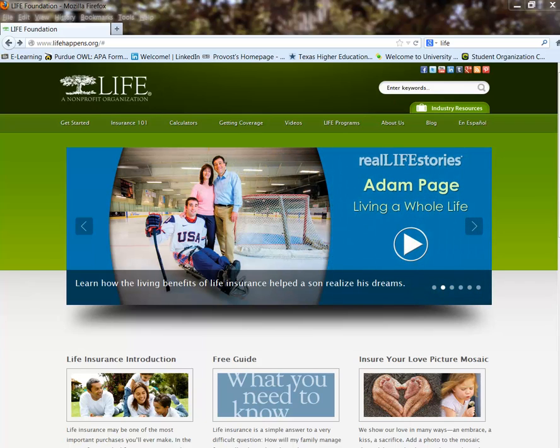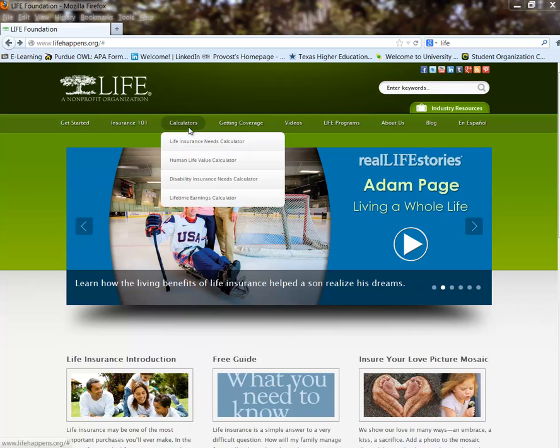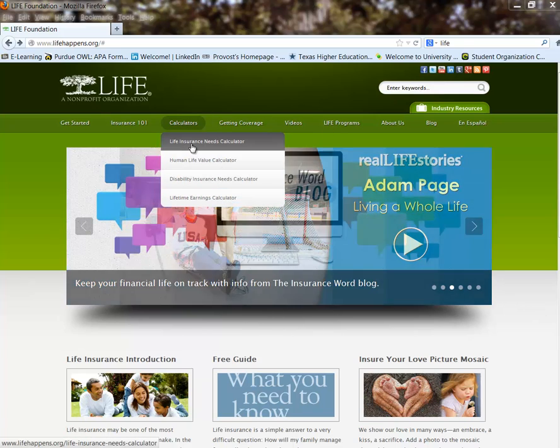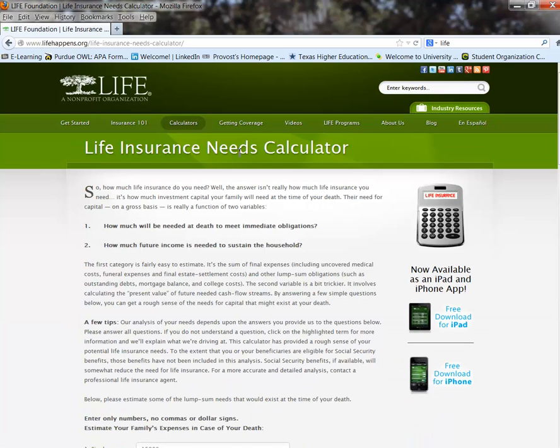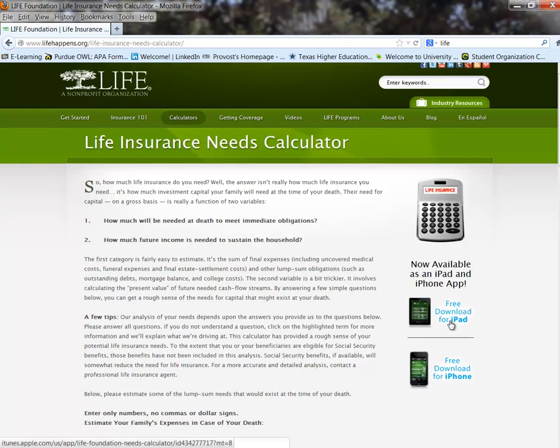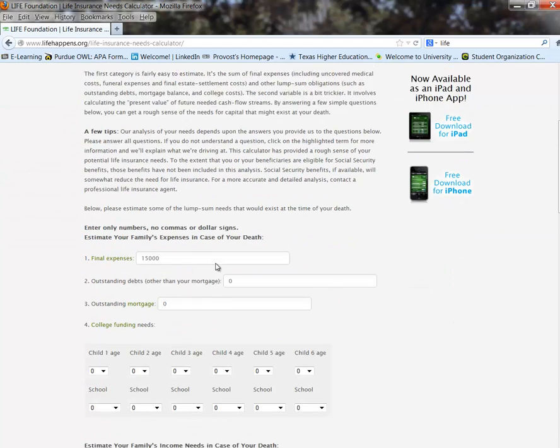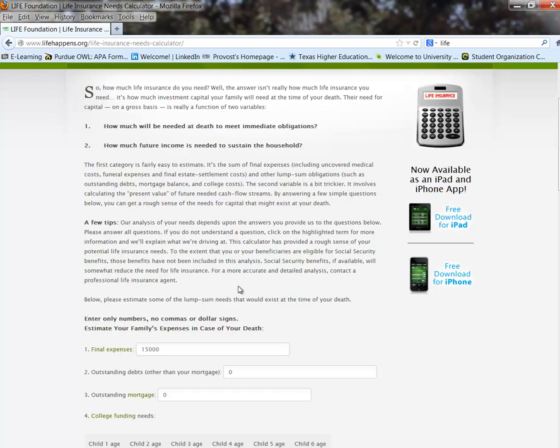One of the best tools on this website is calculating how much life insurance you need. So let's look at a situation. I go to the Life Insurance Needs Calculator. You can see that they even have an app now for your iPad or your iPhone. What we're going to do, the first thing we need to do, is identify our lump sum needs.